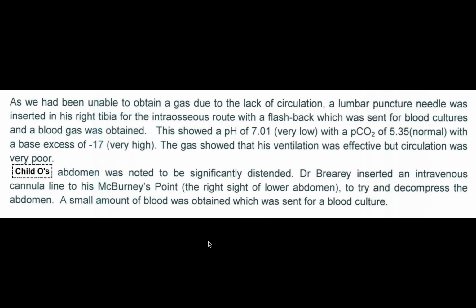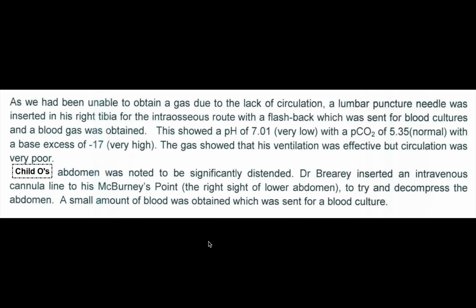So this document notes that Child O's abdomen was noted to be significantly distended. Dr. Breary inserted an intravenous cannula line to McBurney's point, the right side of the lower abdomen, to try and decompress the abdomen. A small amount of blood was obtained, which was sent for blood culture. Now, we've just seen all of those documents saying that you don't do this when you're doing a blind procedure. So there's no doubt that this was done incorrectly, first of all.